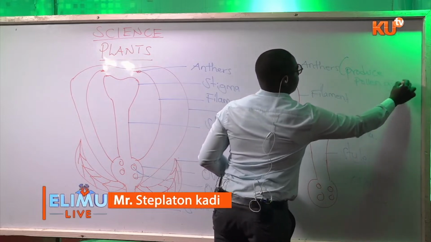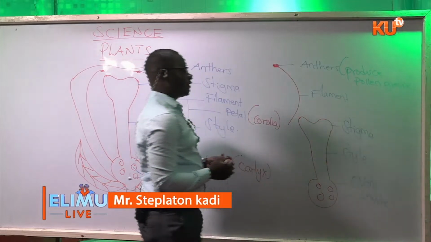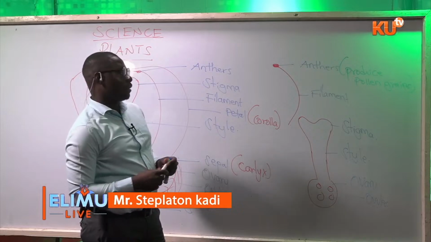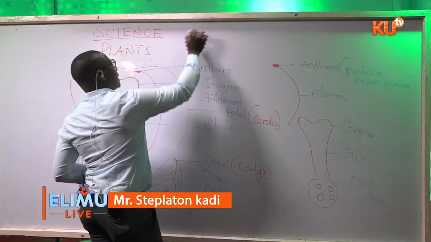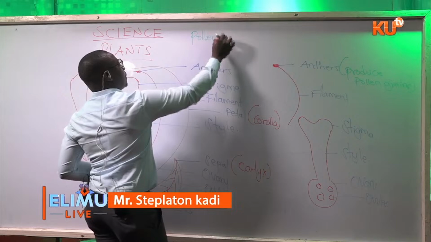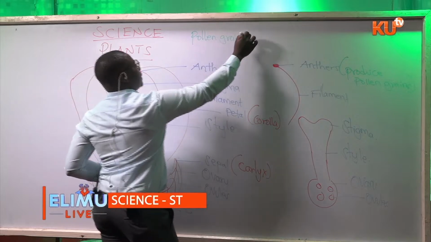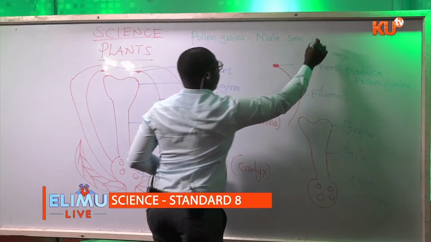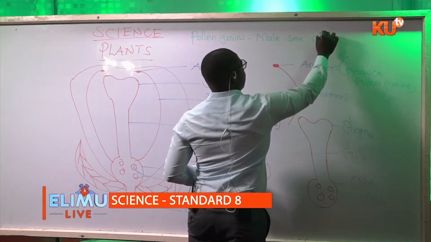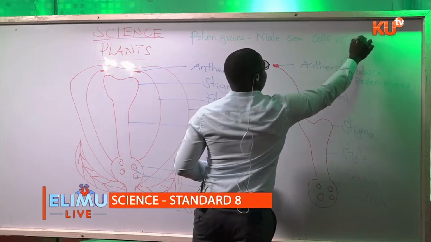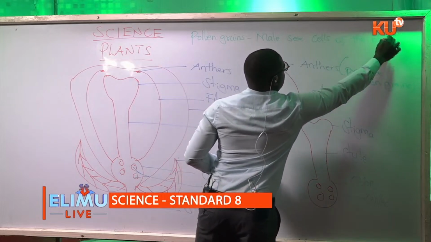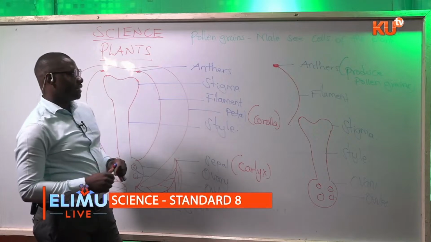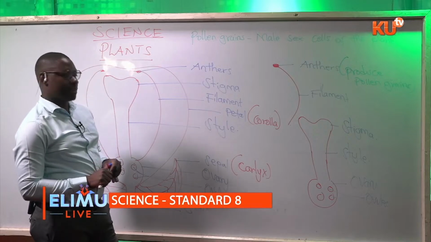That is the function of the anthers. They produce the pollen grains. And pollen grains, these are the male sex cells of the plant. So the pollen grains are the male sex cells of the plant, and they are produced by the anthers.